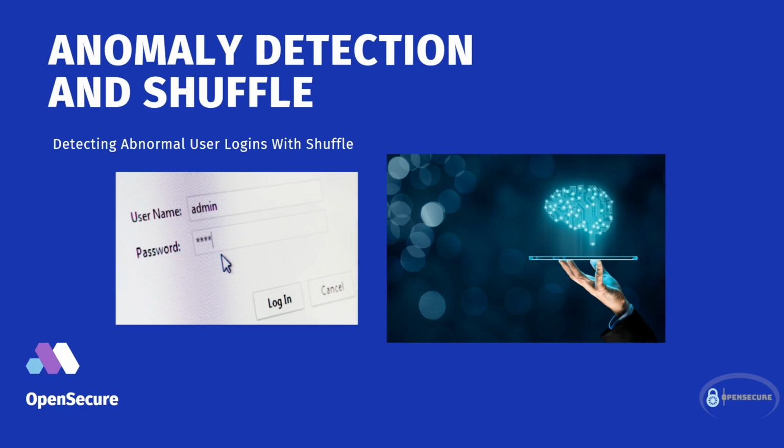In this video, I want to show you guys how we can use Shuffle to detect anomalies within our alerts. We're going to use a Shuffle workflow to detect when a user successfully logs into one of our servers from an abnormal IP address, an abnormal IP address being a source IP address that they have not logged in from before.